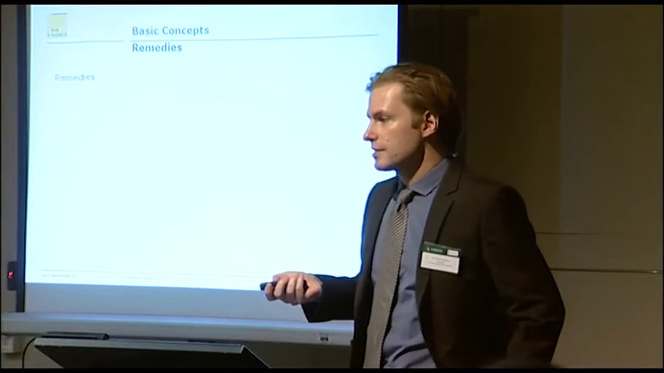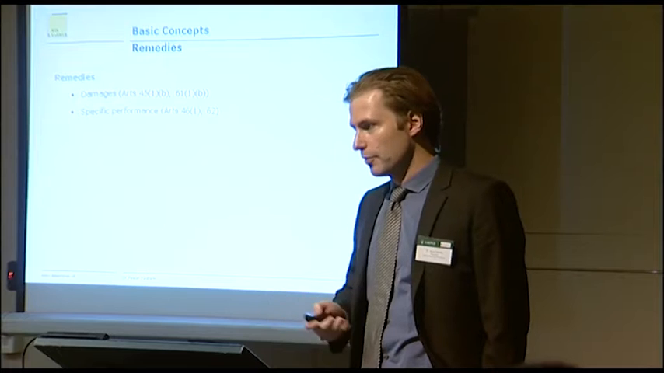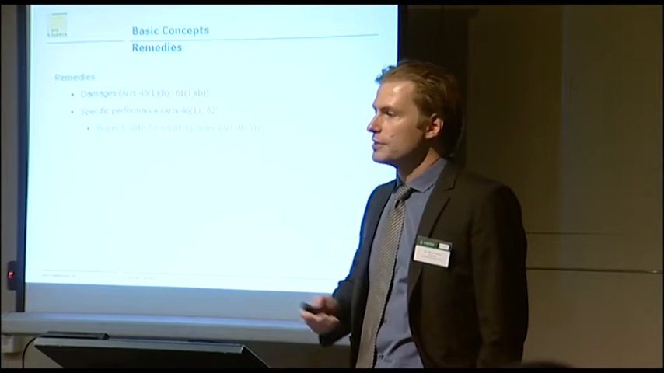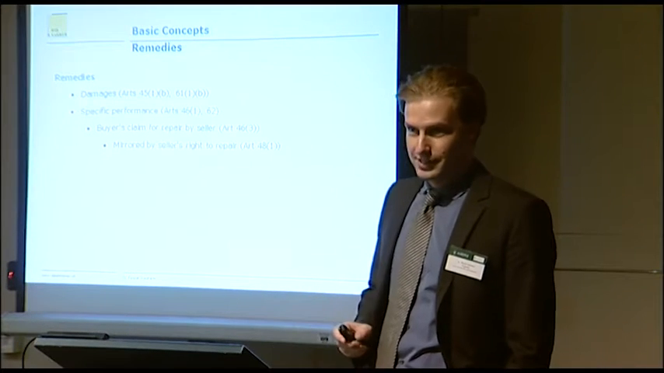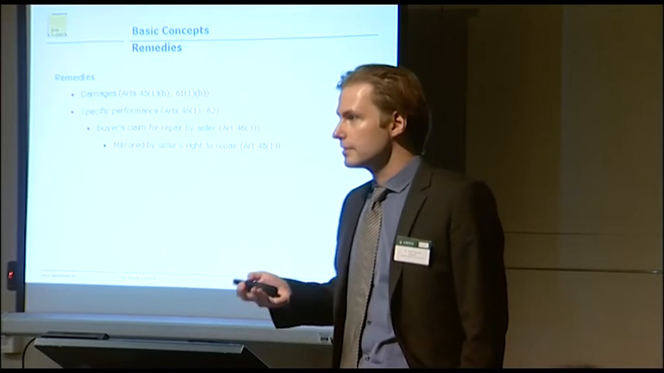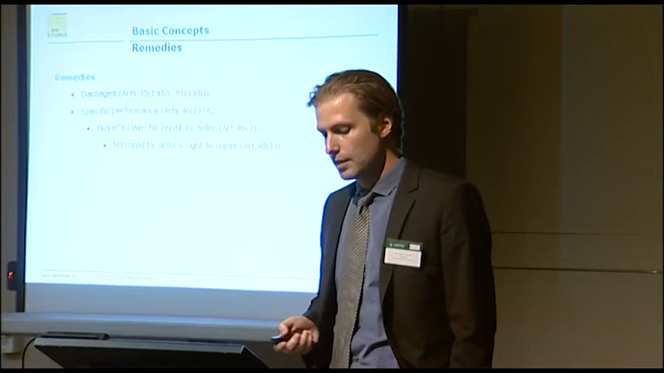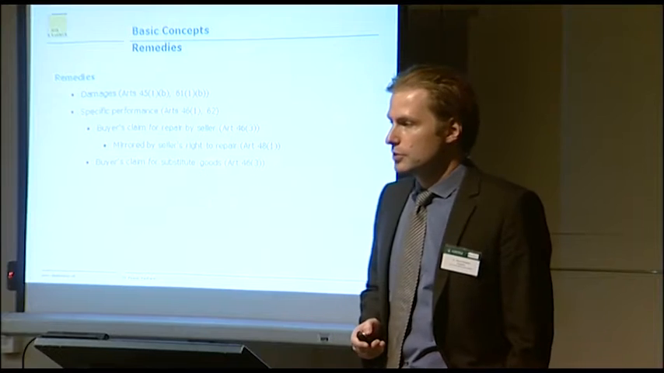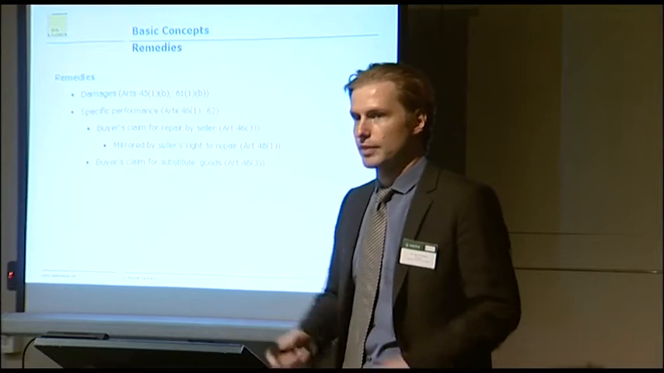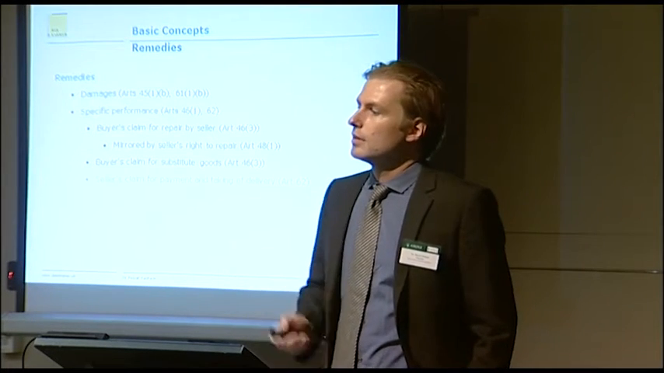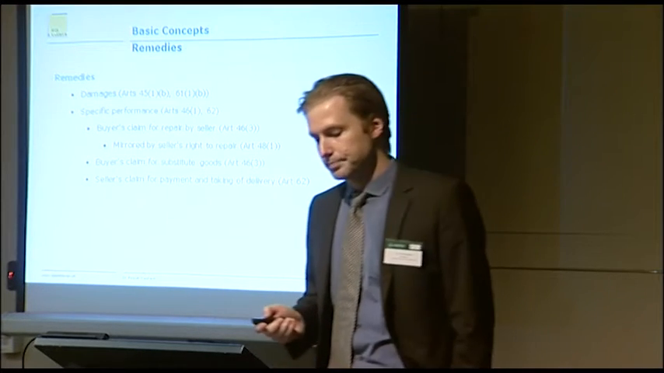Now, the individual remedies available are damages, obviously, and specific performance in a number of ways. First, the buyer has a claim for repair by the seller, which is mirrored by a right of the seller to effectively repair the goods in case this seems to the seller the most efficient or most economic way to proceed. The buyer then has a claim for substitute goods, as I mentioned, only in case there's a fundamental breach of contract. So there's an increased threshold to make that claim. Finally, the seller has a claim for payment and taking of delivery by the buyer.